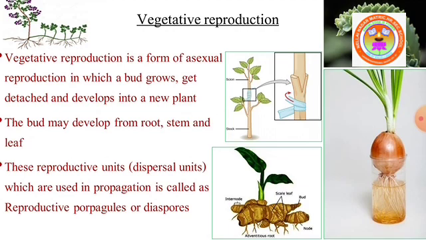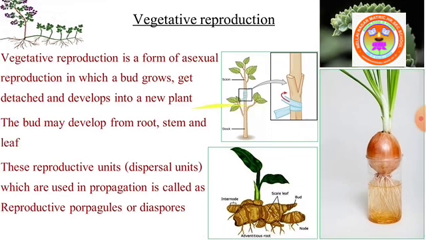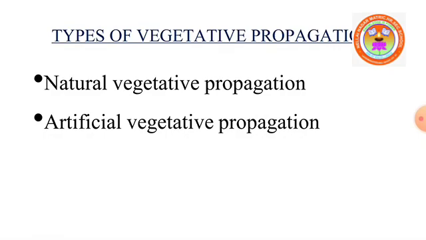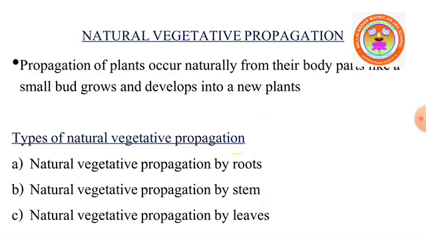Now vegetative reproduction takes place in plants by root, stem, and leaves. Let us see some examples. So what are the examples we are going to see? Natural vegetative reproduction or natural vegetative propagation and artificial vegetative propagation. Propagation of plants occurs naturally from their body parts like small buds, which grow and develop into a new plant.